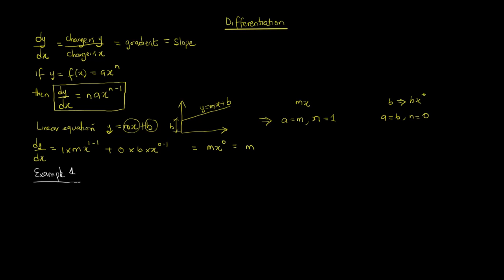Let's see what happens now. So it says find dy/dx if my y is equal to 3x squared. So, solution to this problem, let's see what we get from this.